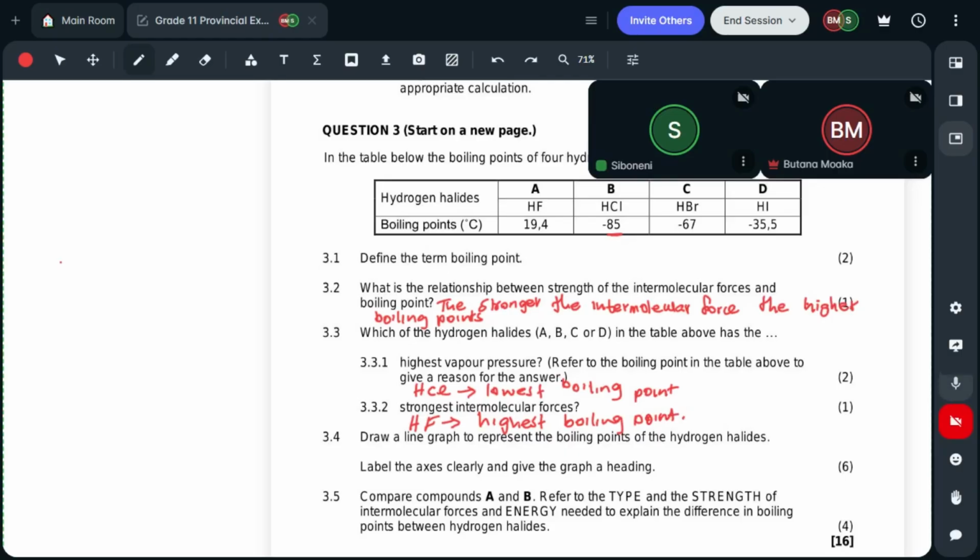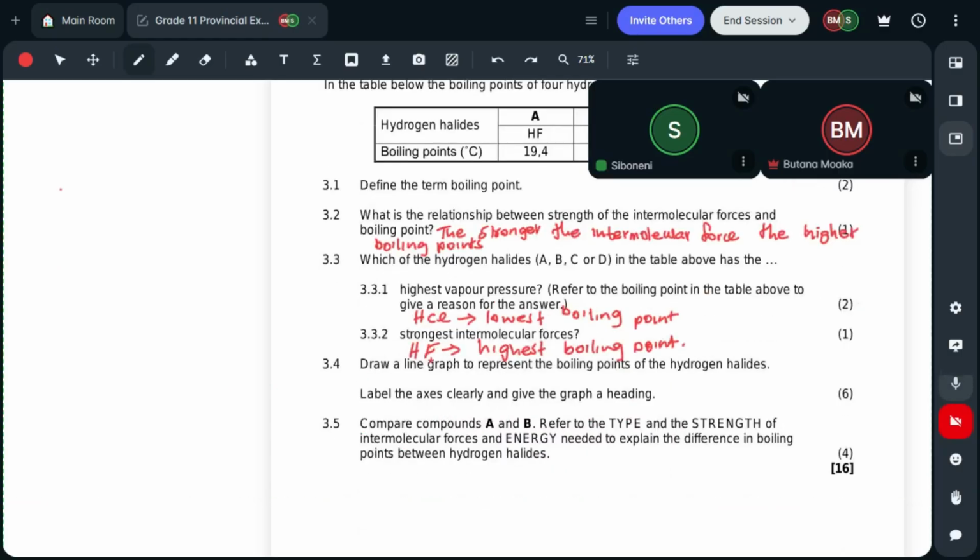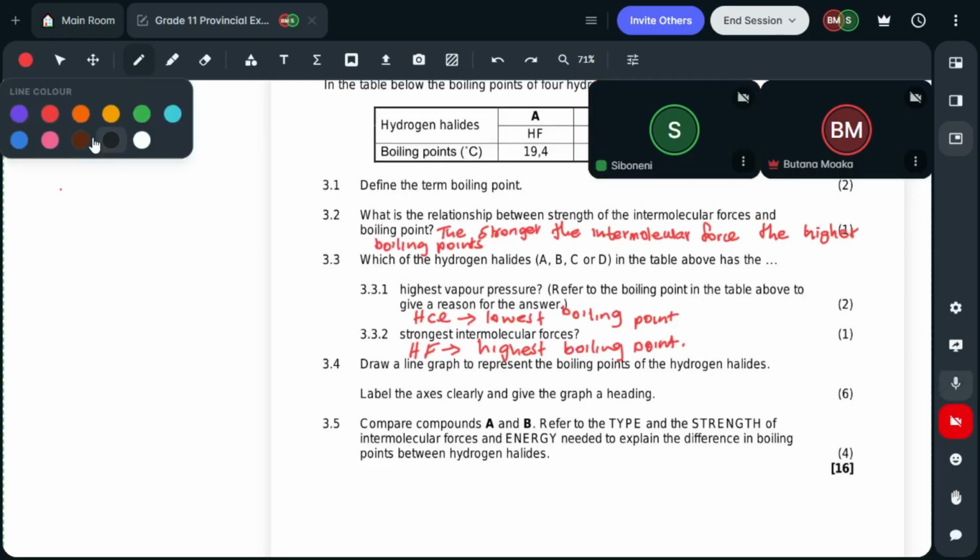Okay, let's work on the next one. They want us to draw a line graph to represent the boiling points of the hydrogen halides for just 6 marks. Can you believe? For 6 marks, we need to draw the graph.